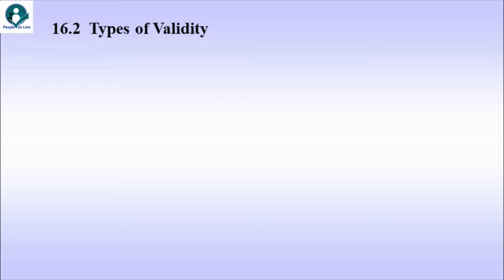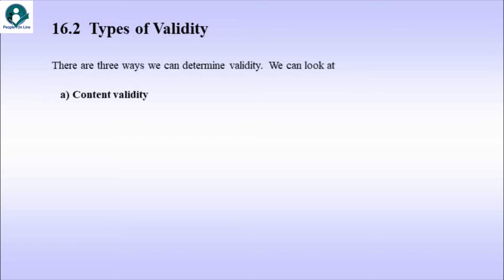Types of validity. There are three ways we can determine validity. We can look at content validity, we can look at construct validity, and we can also look at criterion related validity.